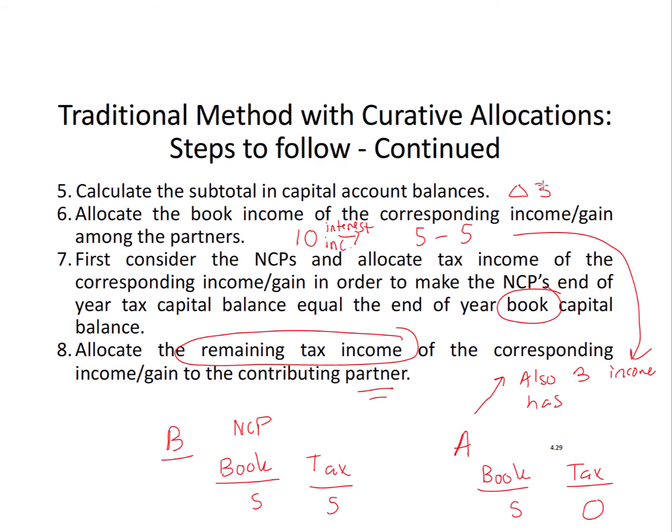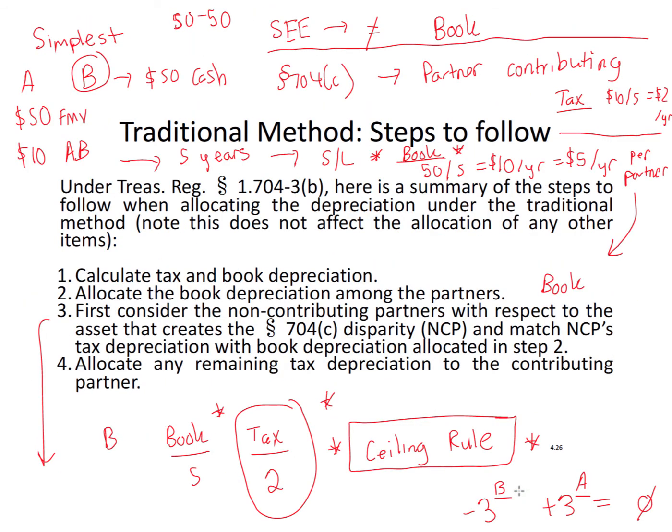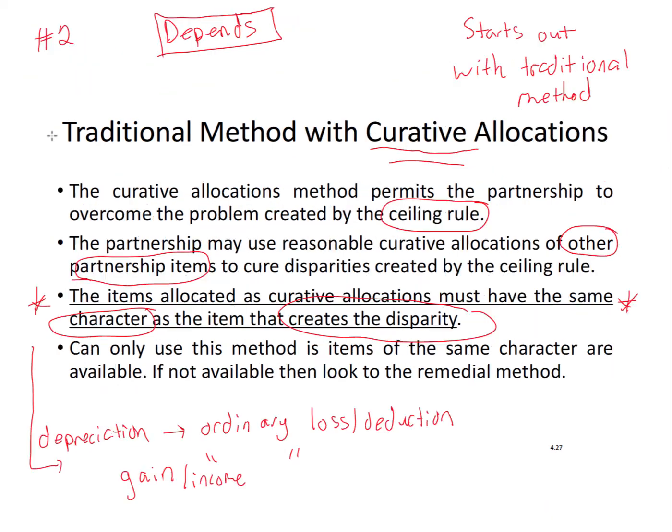And this disparity right here will balance out in the end. Because when A sells the property, that gain will still be there. That original $40 that was inherent, that will still be there. Again, look at an example to see.